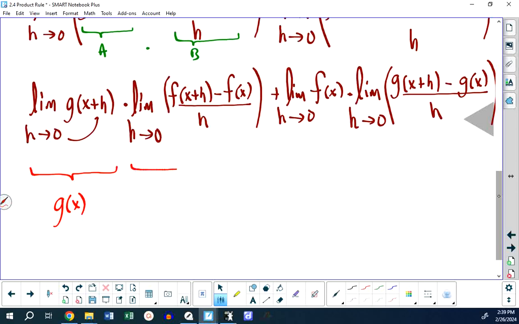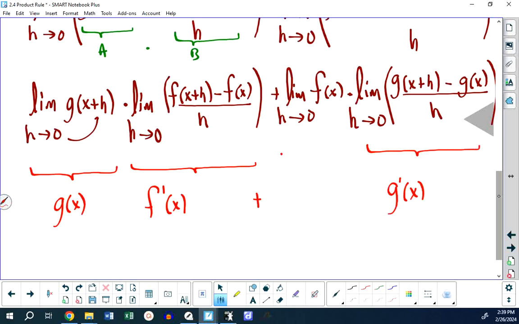This is the definition of the derivative of f of x. Right? That's the meaning of the derivative. The limit as h approaches 0 of the function at x plus h minus the function at x all over h. Plus, there's a plus here, this is clearly g prime of x.